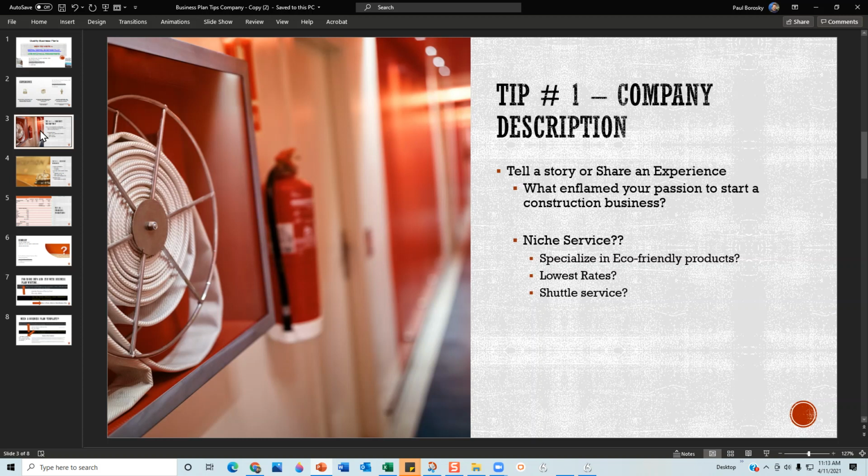So first and foremost, tip number 1, company description. Almost all business plans, the second section of the business plan should be your company description. Your first section should be your executive summary.